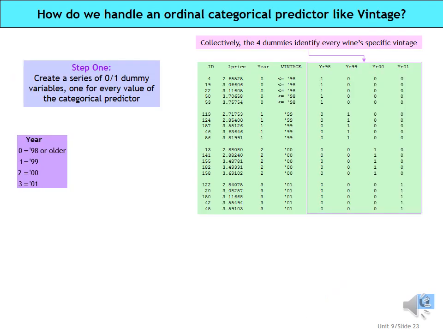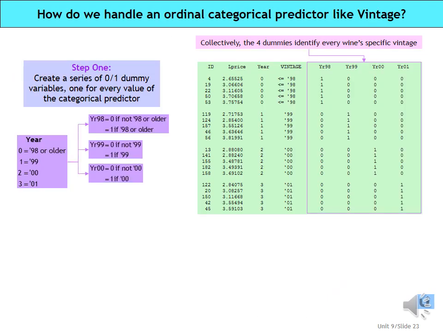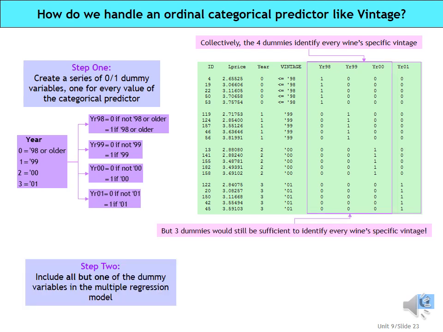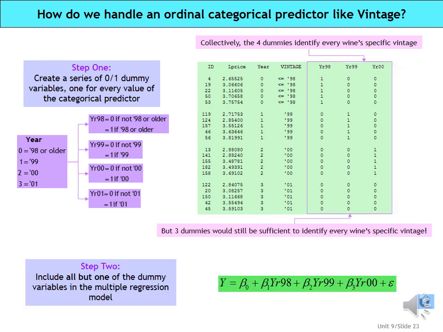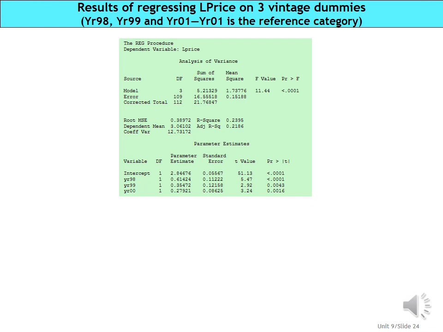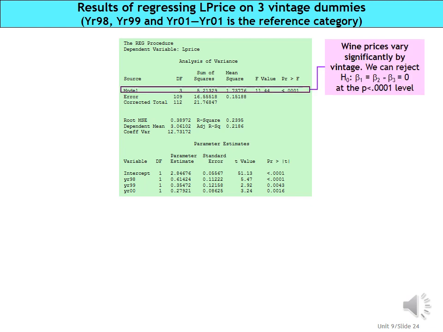Now we can see the data set in here. This is the old data set that we have. Choose the year 2001 as the reference category. Again, we have a significant model. That means that wine prices vary significantly by vintage. We can reject the null hypothesis.